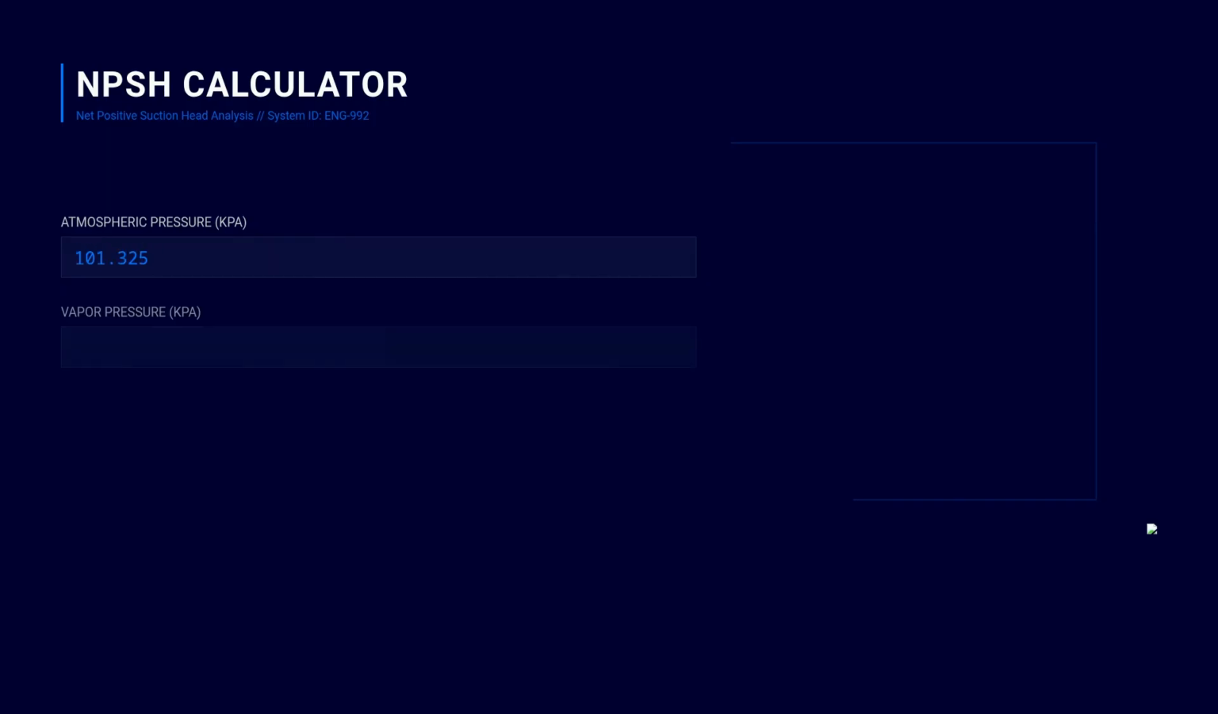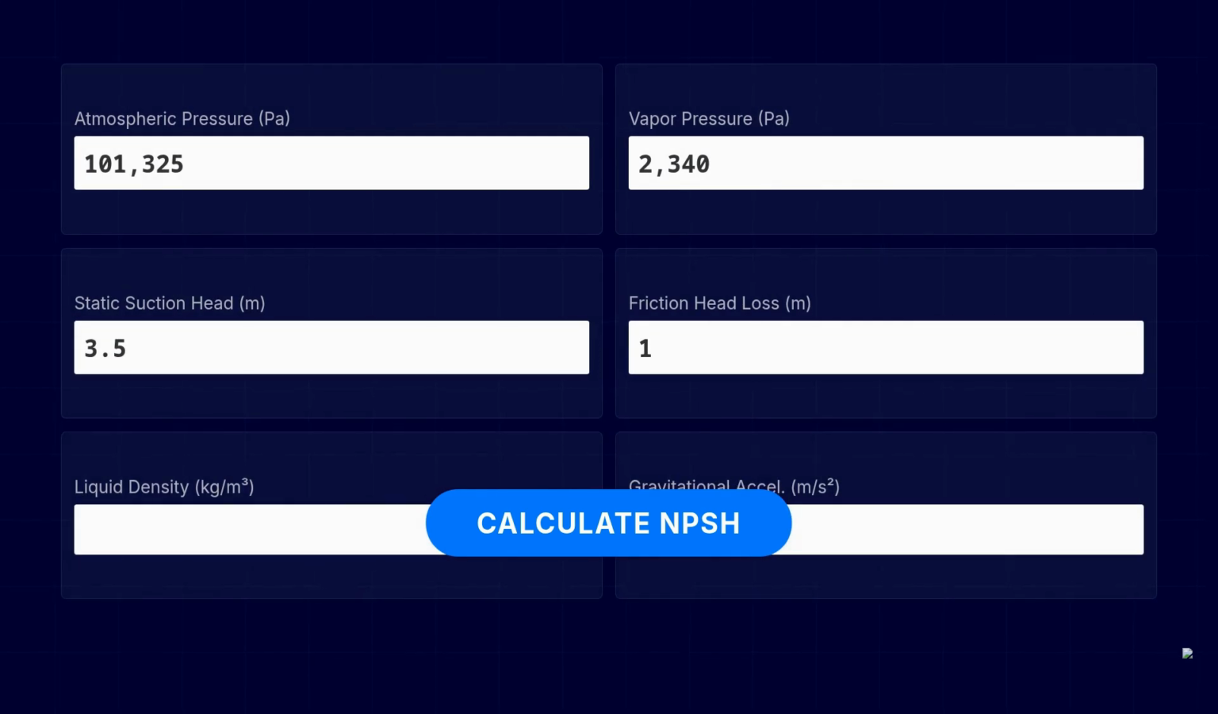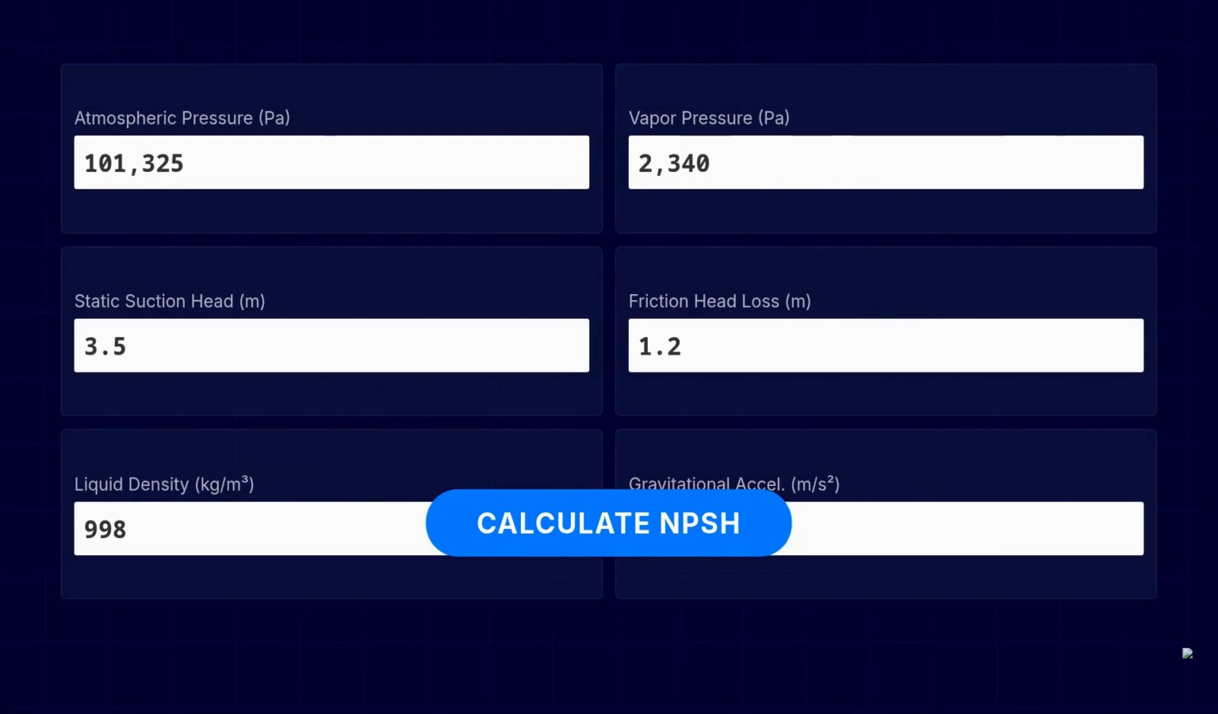Atmospheric pressure 101.325 kilopascals, vapor pressure 2.34 kilopascals, static suction head 3.5 meters, friction head loss in meters, liquid density 998, and gravitational acceleration 9.81.